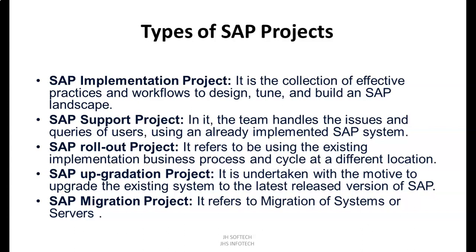An implementation project is all about a completely new project, wherein you're implementing SAP for the first time for the client. Support is something which is already going on, and you just have to handle the issues, if there are any, during their business processes. Rollout is when you have already done it for one geographical location and you have to move it to another geographical location. It's normally called an SAP rollout project.